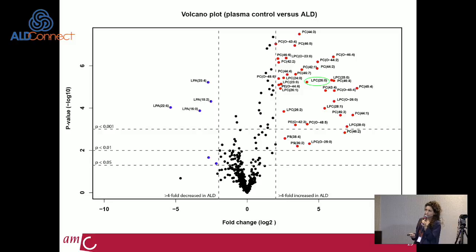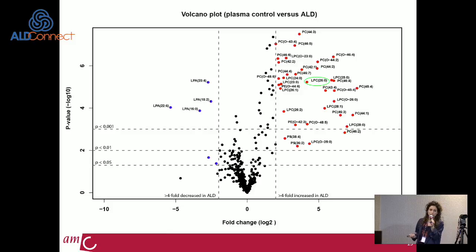So we can see that there are quite a lot of lipids that are significantly different in the ALD group. And this is the new biomarker that we've been talking about, lyso-PC. So it's always nice when you have a positive control that comes out. We were happy to see that. But there are also some very interesting markers that were decreased in ALD patients.